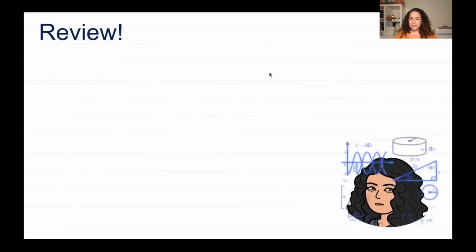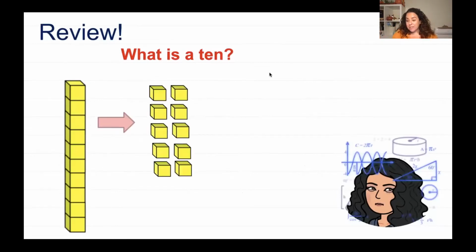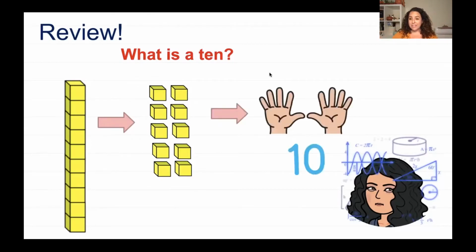All right, so let's review. What is a 10? Well, I can have a unit of 10 like this, where I have one 10 in a stick. I can also have 10 ones, and 10 ones make a 10. Remember, we can regroup them and they turn into a 10 stick. And then you can also have this. And most of us have 10 fingers, so this can be a 10.